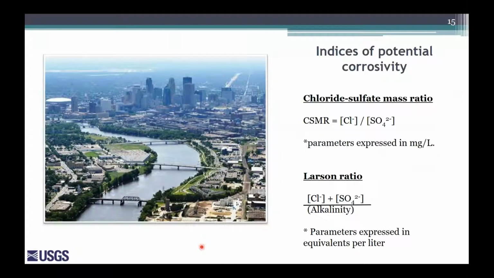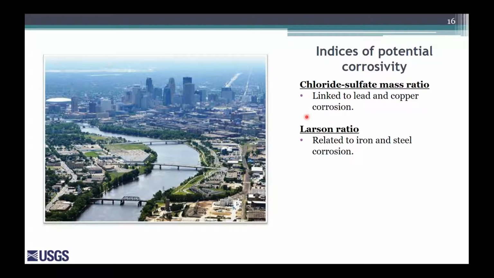Okay, so when we talk about potential corrosivity of surface waters, we're going to be focusing on a couple of indicators. For the purpose of this study, we'll focus on two indicators. One of them is the chloride to sulfate mass ratio, which is just what it sounds like. It's simply the ratio of chloride to sulfate concentrations in the source waters. And the second one is called the Larson ratio, which is the ratio of chloride plus sulfate over alkalinity within the surface waters.